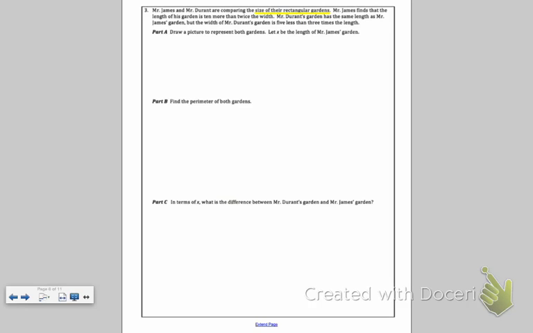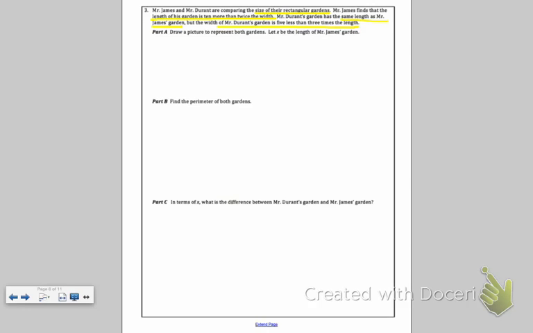Mr. James finds that the length of his garden is 10 more than twice the width. So the length of Mr. James's garden is 10 more than twice the width. Mr. Durant's garden has the same length as Mr. James's garden, but the width of Mr. Durant's garden is 5 less than 3 times the length. So we do have a lot going on here.